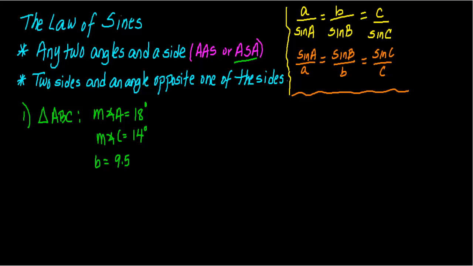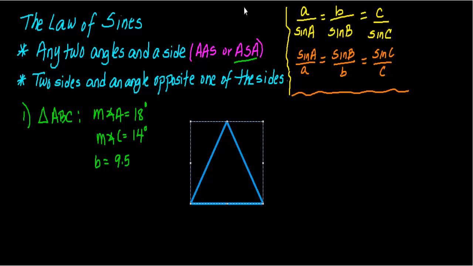So let's grab a triangle and let's draw this triangle and label all the sides. Here's your triangle. Now let's label the information that they gave us. I'm going to start A here, B here, and C here. Measure of angle A is 18 degrees. Measure of angle C, 14 degrees. And side B, which is the side directly across angle B, is 9.5. This would be side A, the side directly across angle A, and this would be side C, the side directly across angle C. Okay?